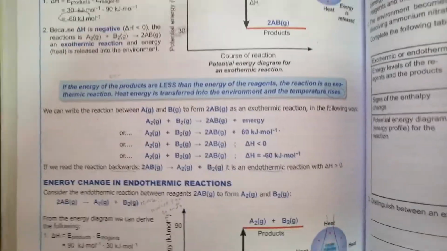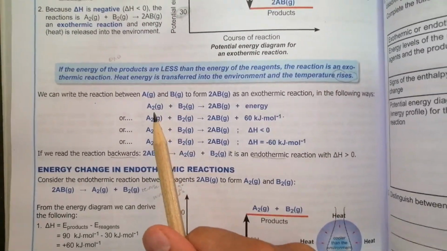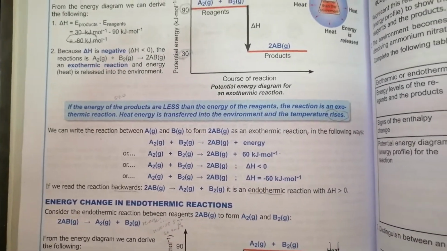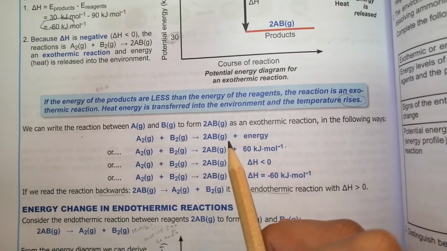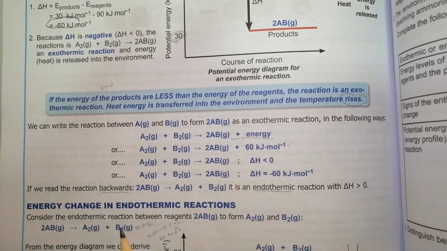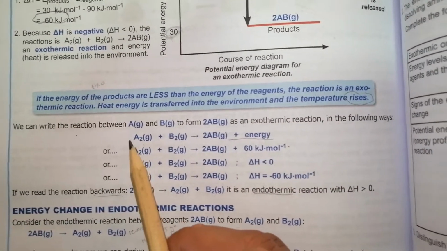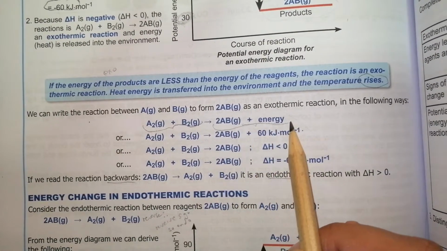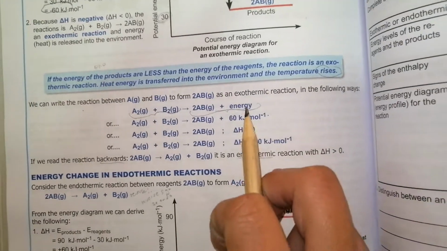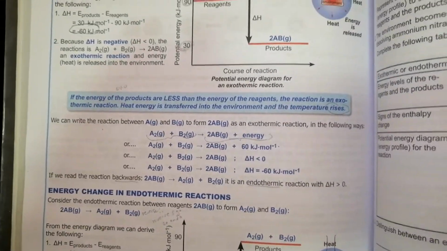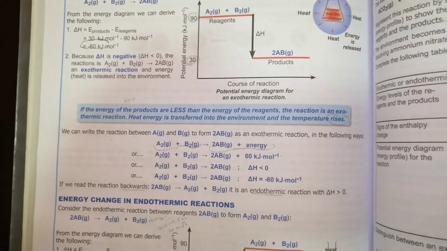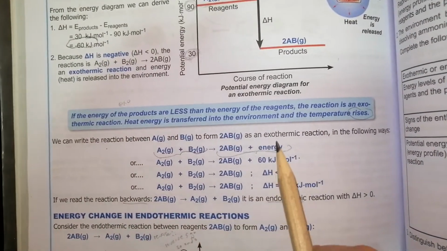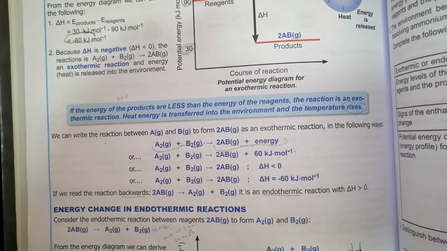Okay, now if we look at this reaction, the first way that they showed it is A2 plus B2 giving you 2AB plus energy. Now you have this plus energy here, and this plus energy is part of the products. Can you see that A2 and B2 are reactants, and then 2AB and energy are the products? Now if energy is a product, it means you are getting rid of energy, you are giving off energy. Okay, so you're not taking it in, you're releasing it. So since you are releasing it, it means that this is an exothermic reaction.